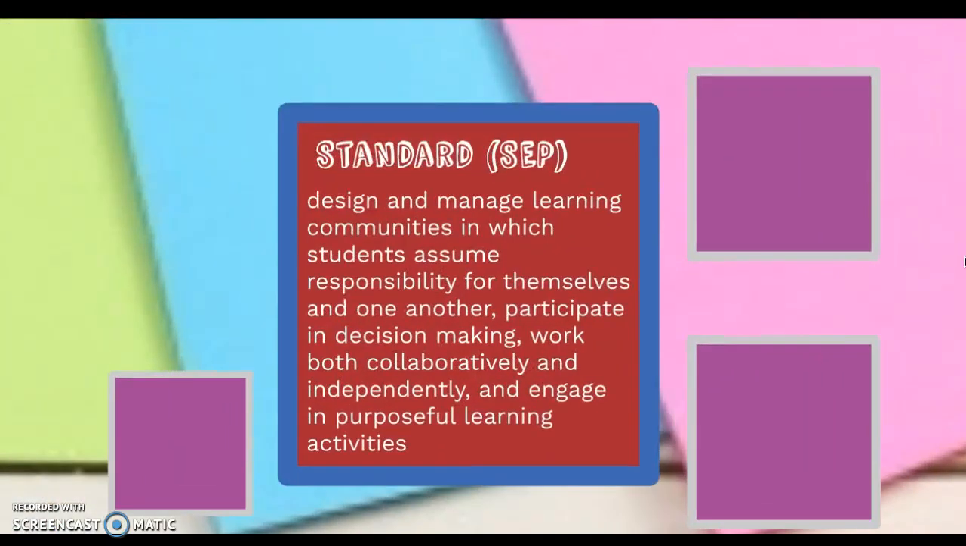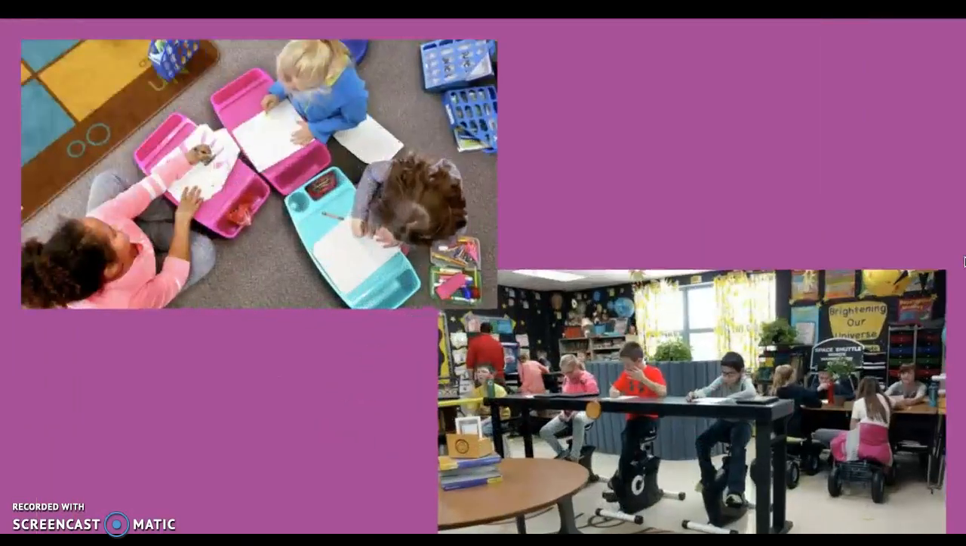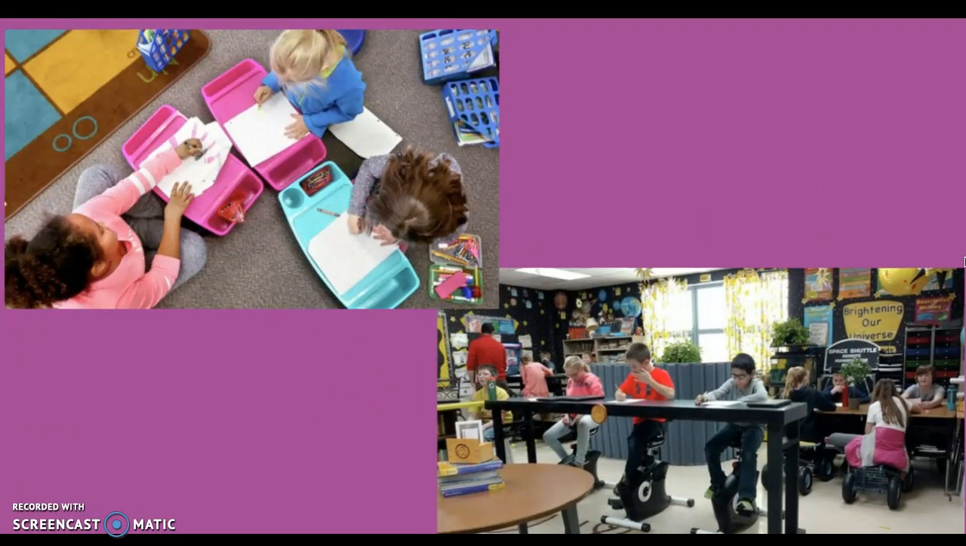The next standard is design and manage learning communities in which students assume responsibility for themselves and one another, participate in decision-making, work both collaboratively and independently, and engage in purposeful learning activities. And so these are some options of flexible seating choices, and so it allows students to move around the classroom to work in groups or to have something to do while they're working so that they aren't as distracted.